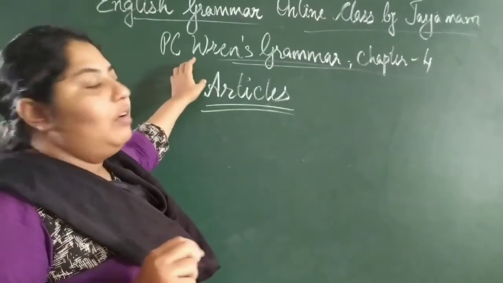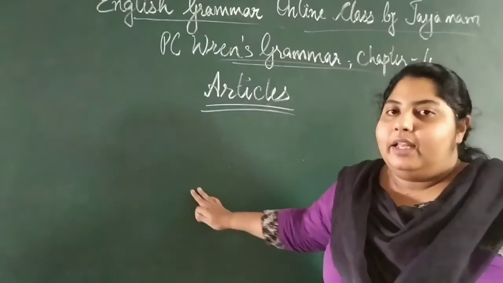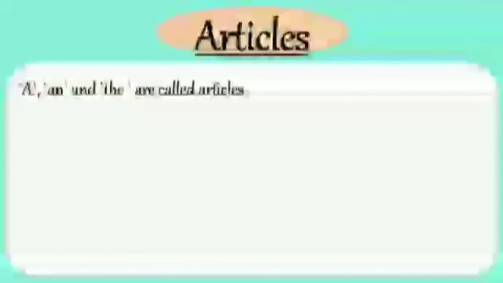We will start with our Wren & Martin grammar chapter number 4, and it is articles. What are articles? A, an, and the are called articles. These articles are actually adjectives that qualify nouns.